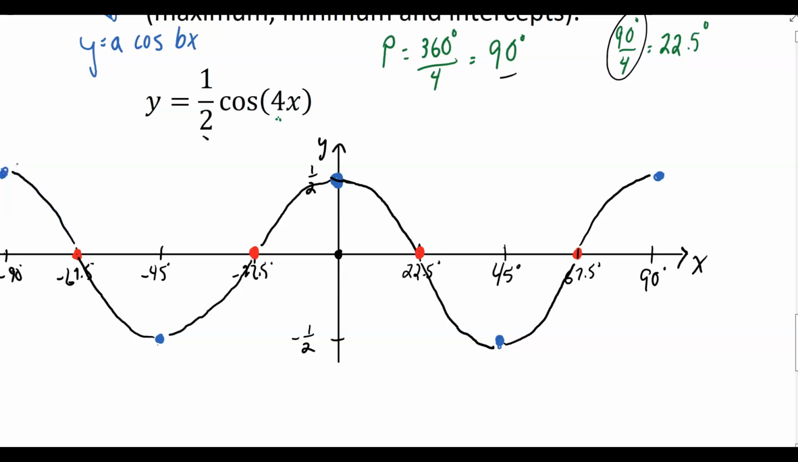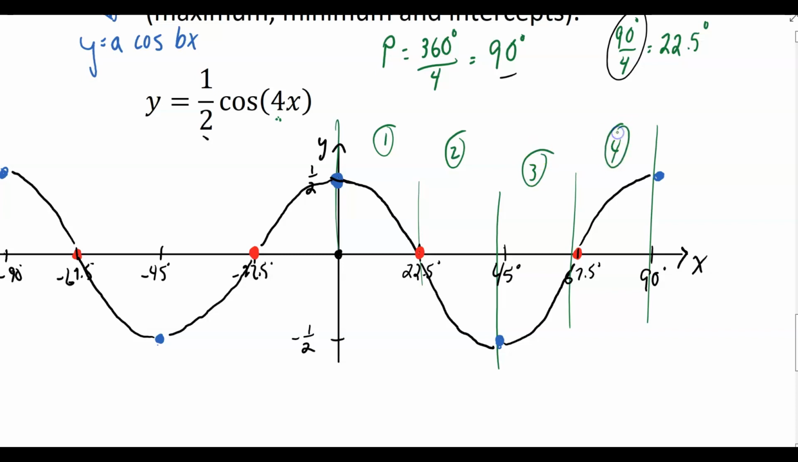And so on, okay? That's where I'm saying we've got the 4 quadrants. 1, 2, 3, 4. Cosine is positive in quadrants 1 and 4, negative in quadrants 2 and 3, according to the CAST rule, and that is matching. Okay? So have a look at that.